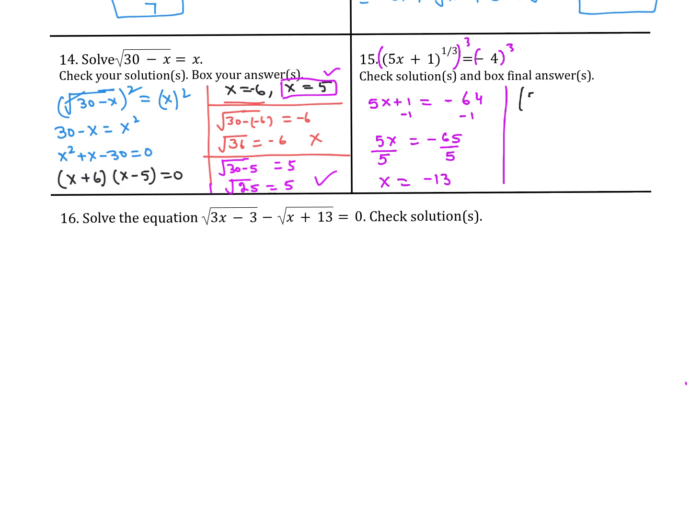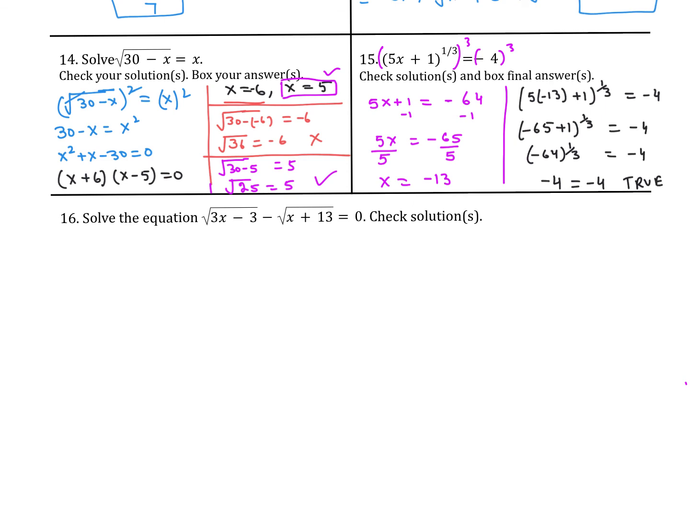Now we're going to check if it's the right answer by plugging it into the given equation. That's going to be 5 times -13 plus 1, to the power 1/3, equals -4. So that's -65 plus 1 to the power 1/3, which is the cube root of -64. We know that is -4, which is equal to each other. So that's going to be true.